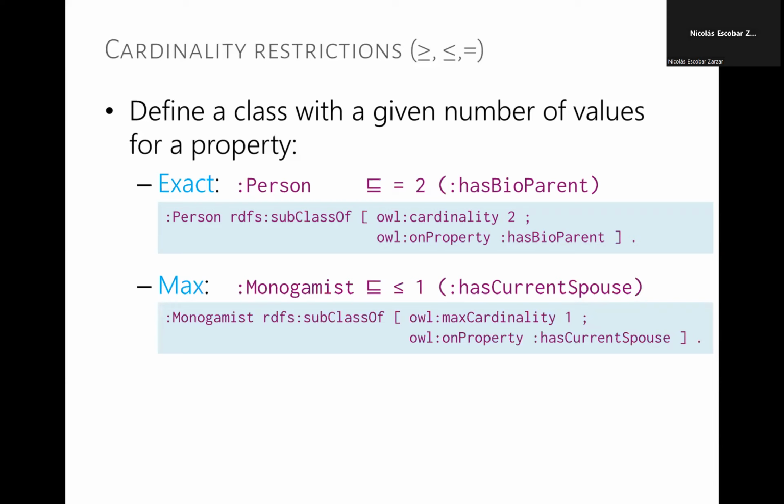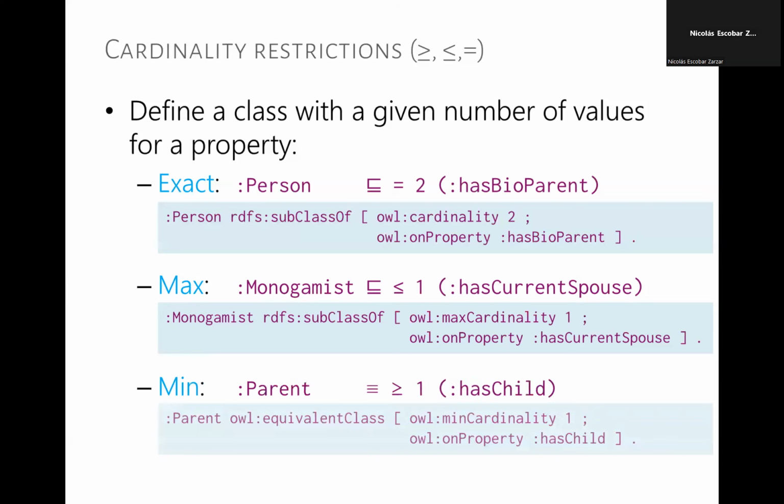We can define a maximum version of the cardinality. So we can say, for example, that a monogamist is a subclass of the things that have at most one current spouse. So if you're a monogamist, it means that you can have at most one current spouse. So a monogamist is a subclass of max cardinality 1 on property has current spouse.